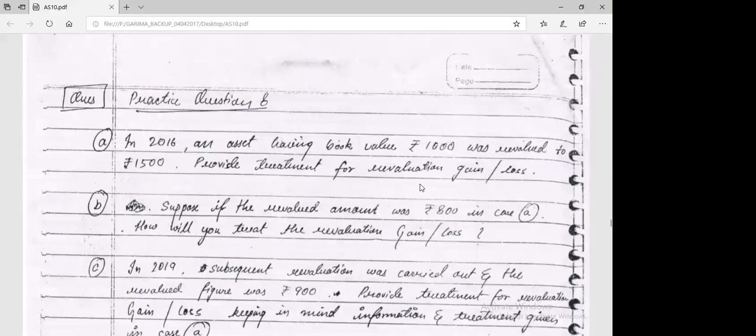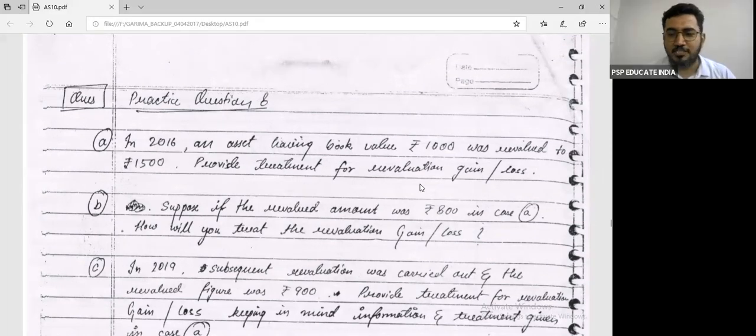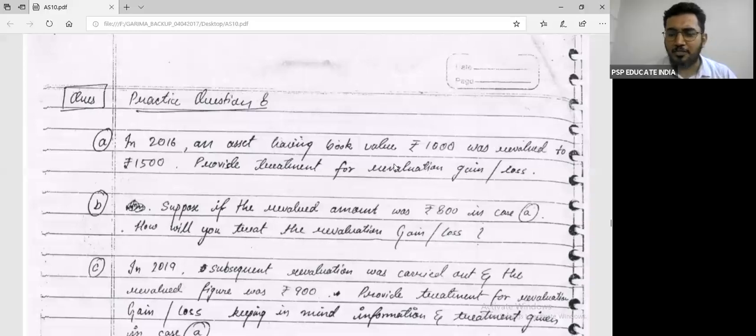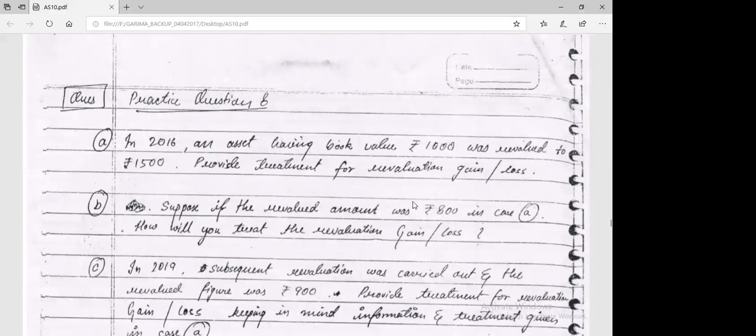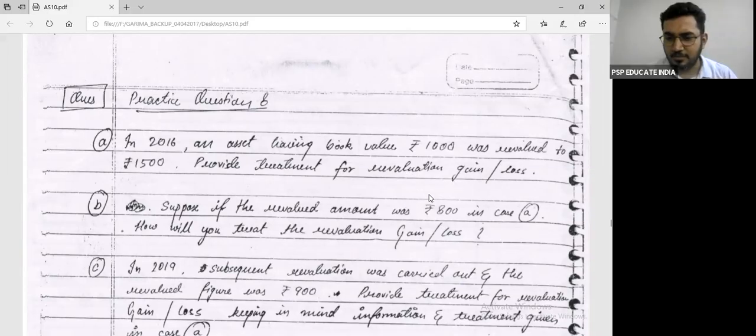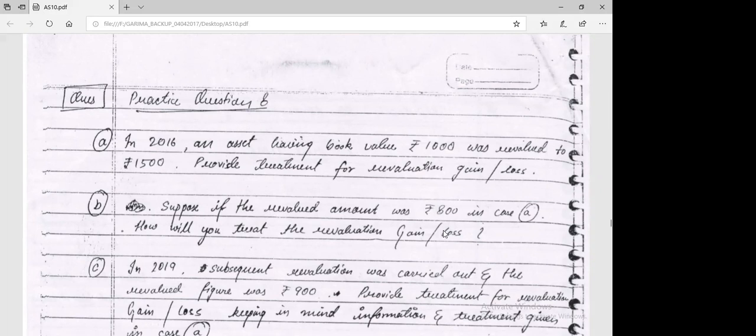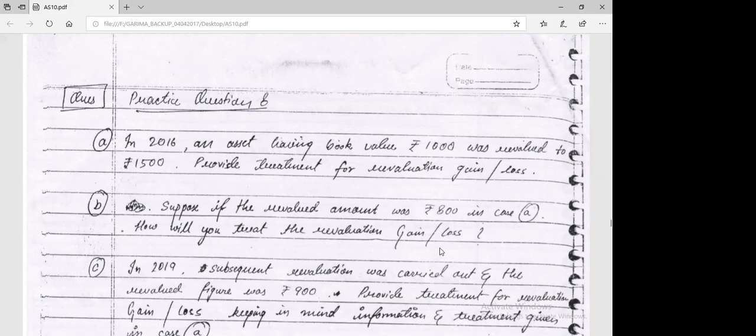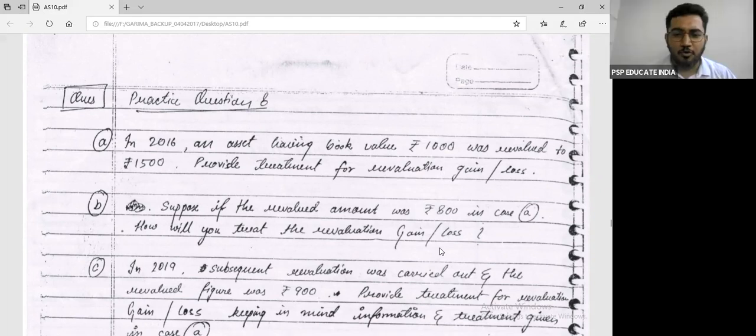Revaluation loss, 200 loss, revaluation loss. Okay, so 200 will be your revalued. How much is your earlier value in the question? 1000. What is your old value in the question? 1000. Yes. What's your revalued figure in the question? 800. So the value is increasing or reducing? Value is reducing. Gain or loss? Loss of 200. Okay, where will it go?